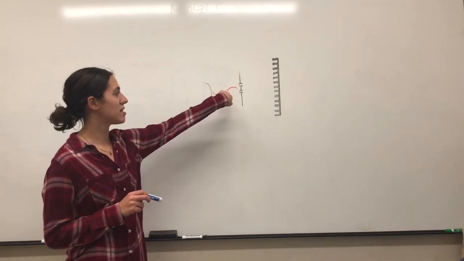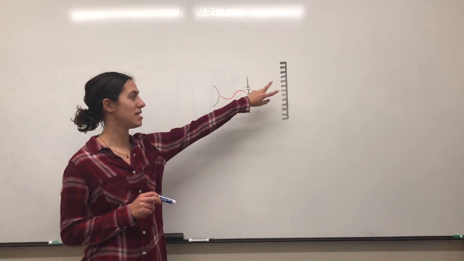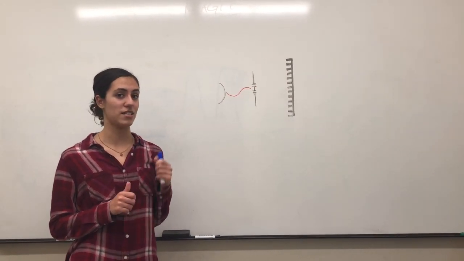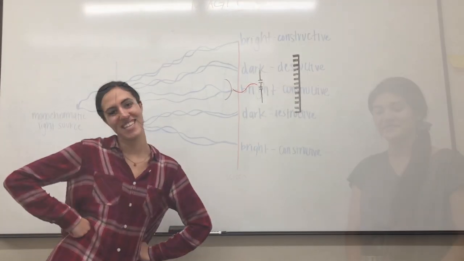You can see that when the light went through and was split into these two beams, it resulted in a phase shift that either resulted in destructive or constructive interference. Now to Jen to tell you what those mean.